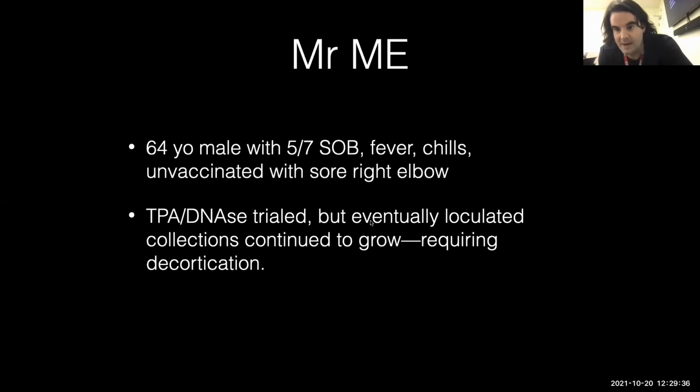But I'm not surprised. This didn't really fix the problem. Based on what we saw in ultrasound and CT, these are multiple pockets in different spaces, and they're not necessarily contiguous. So the actual paraspinal and parasternal collections did fluctuate, but ultimately were not really, I don't think, even reached by the TPA and DNase. So he eventually did require decortication to get rid of this nasty empyema.